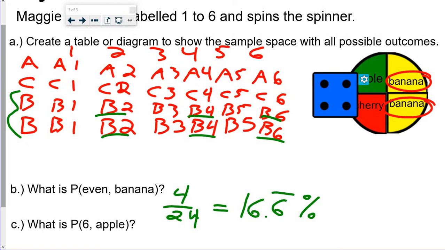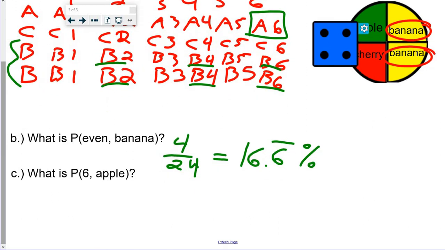So what is the probability of 6 and apple? If we find apple and 6, we know that there's only 1 apple and there's only 1 six. So it's 1 out of 24, which equals 4.16 repeating percent.